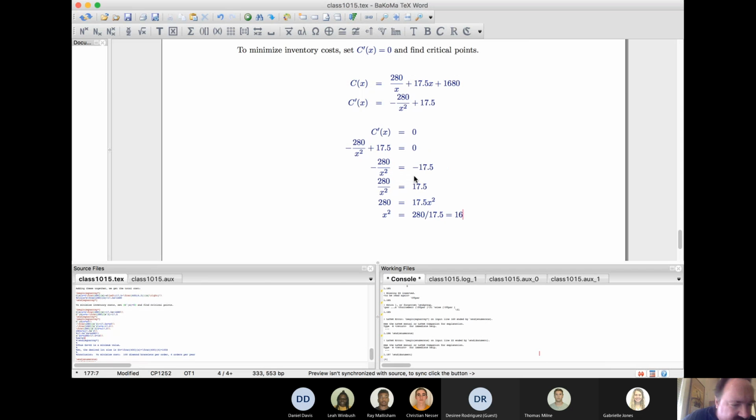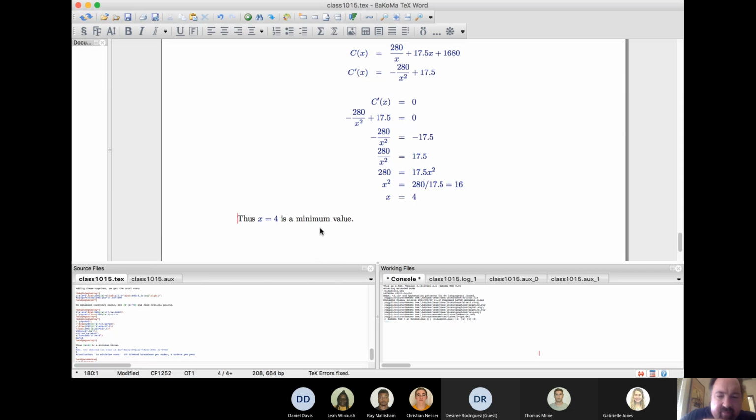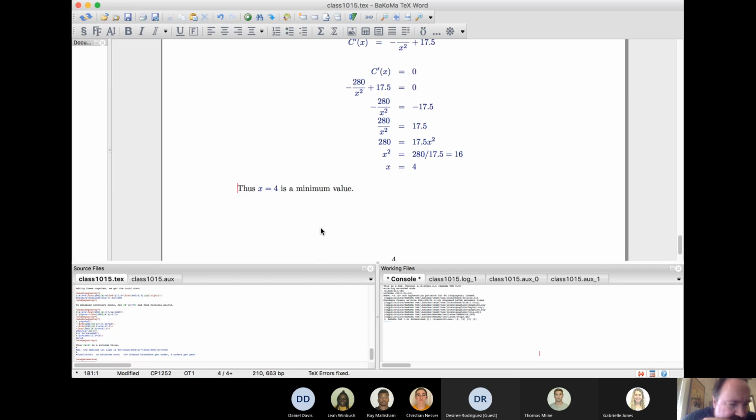Okay. Like I said earlier, these problems, the numbers are supposed to work out nicely. You're not going to place the square root of 280 orders. And we only care about the positive square root, obviously. So x is 4. So the number of orders per year is 4. So that is our minimizer.